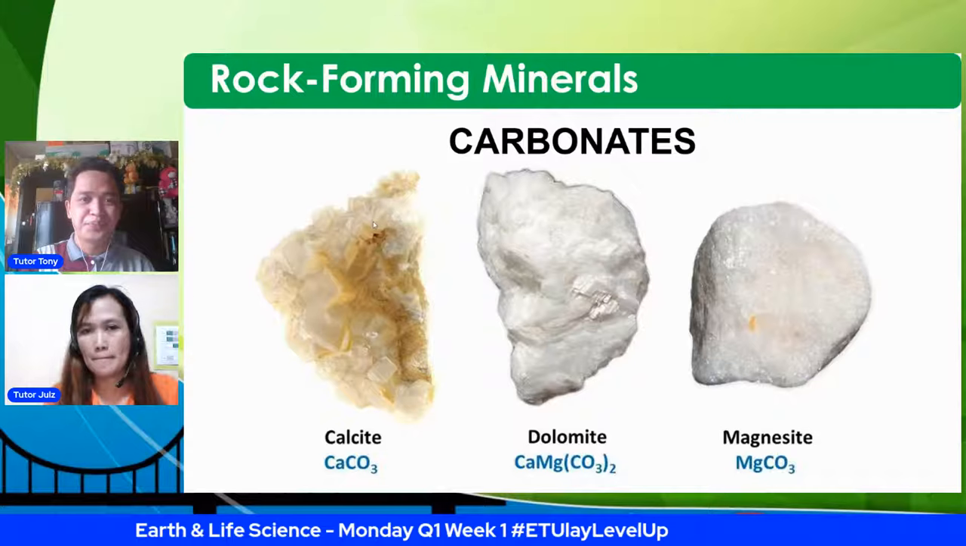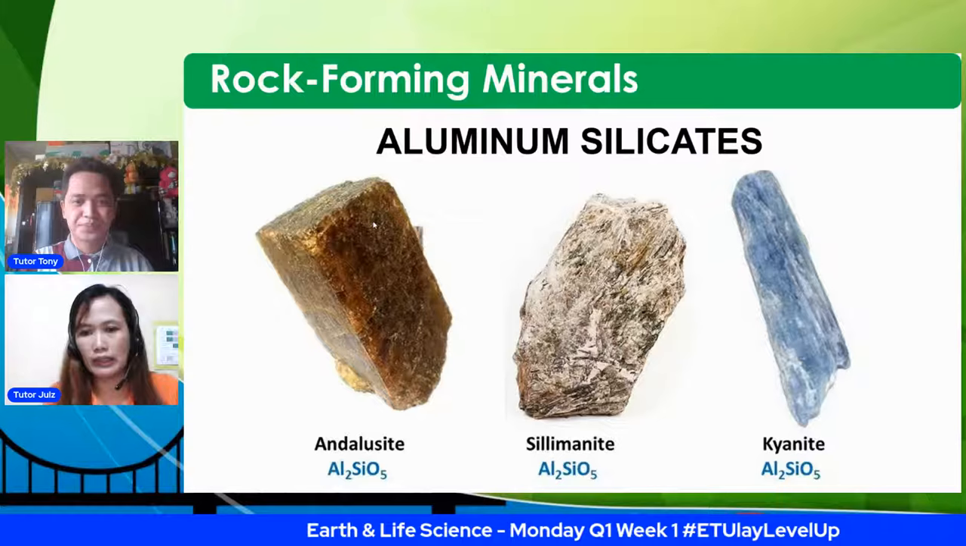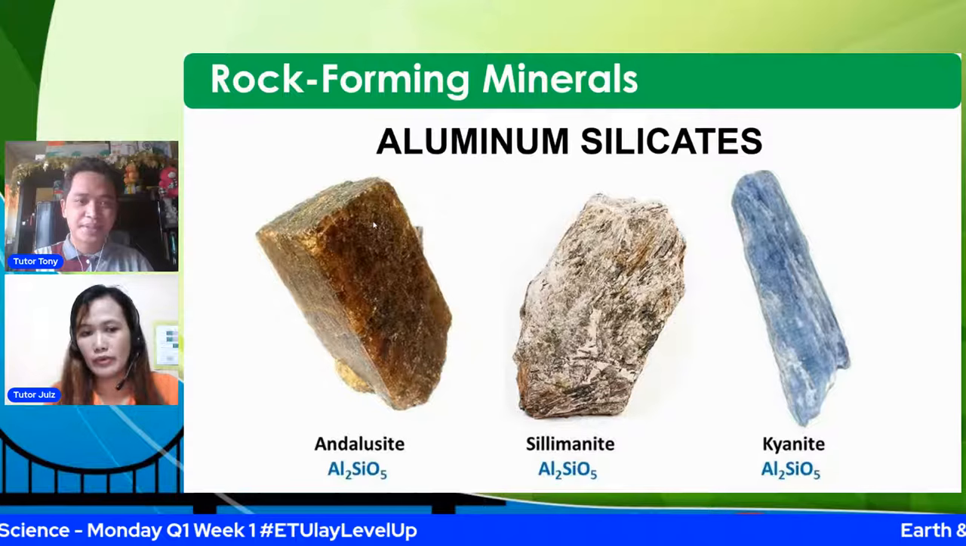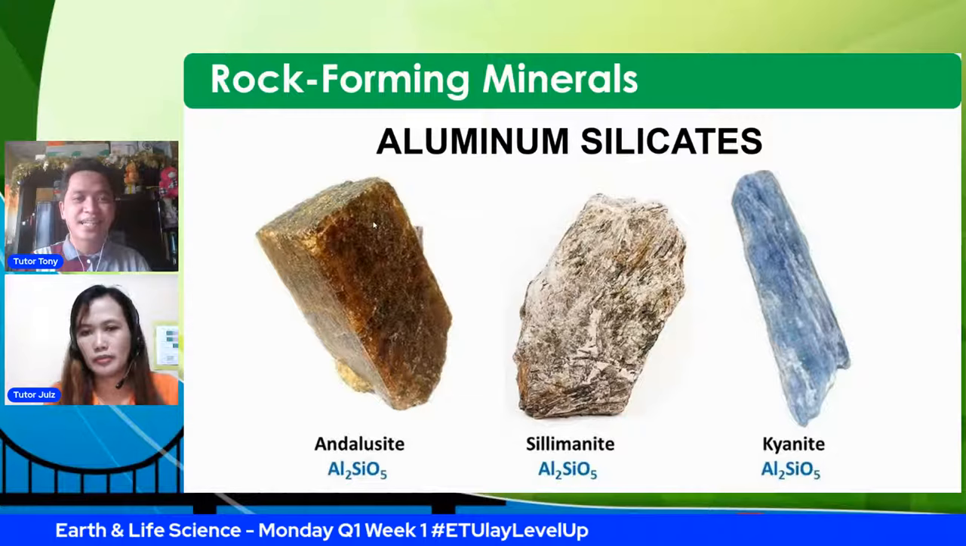Let's proceed with the next. The aluminum silicates: andalusite, sillimanite, and kyanite. As the name suggests, they are made up of aluminum and silicon elements. And they are really light lang talaga yung appearance nila.